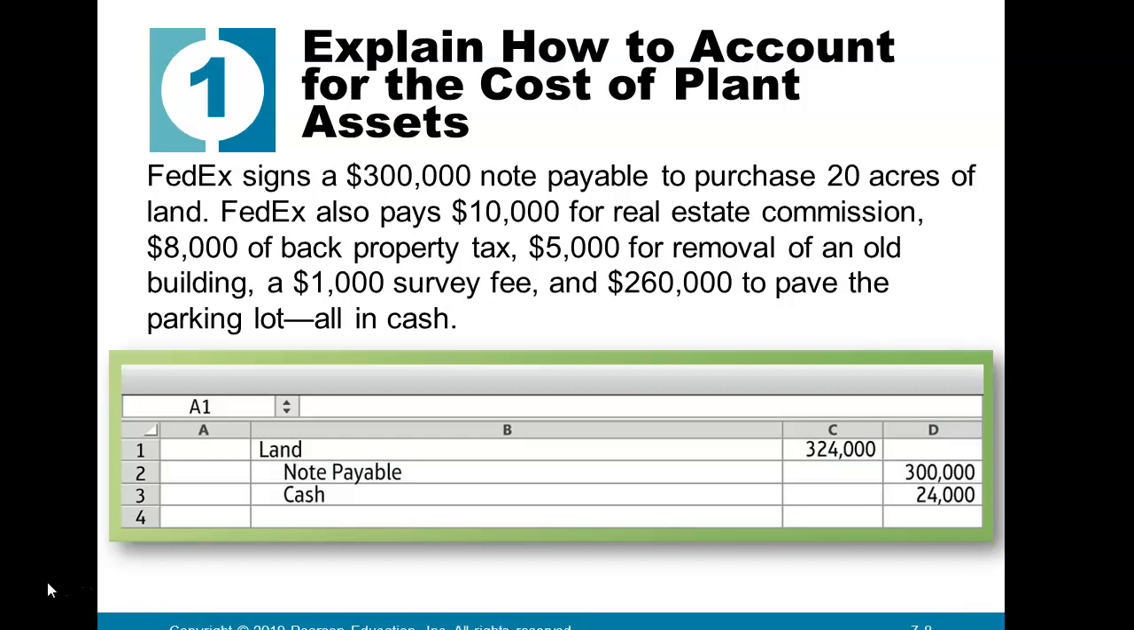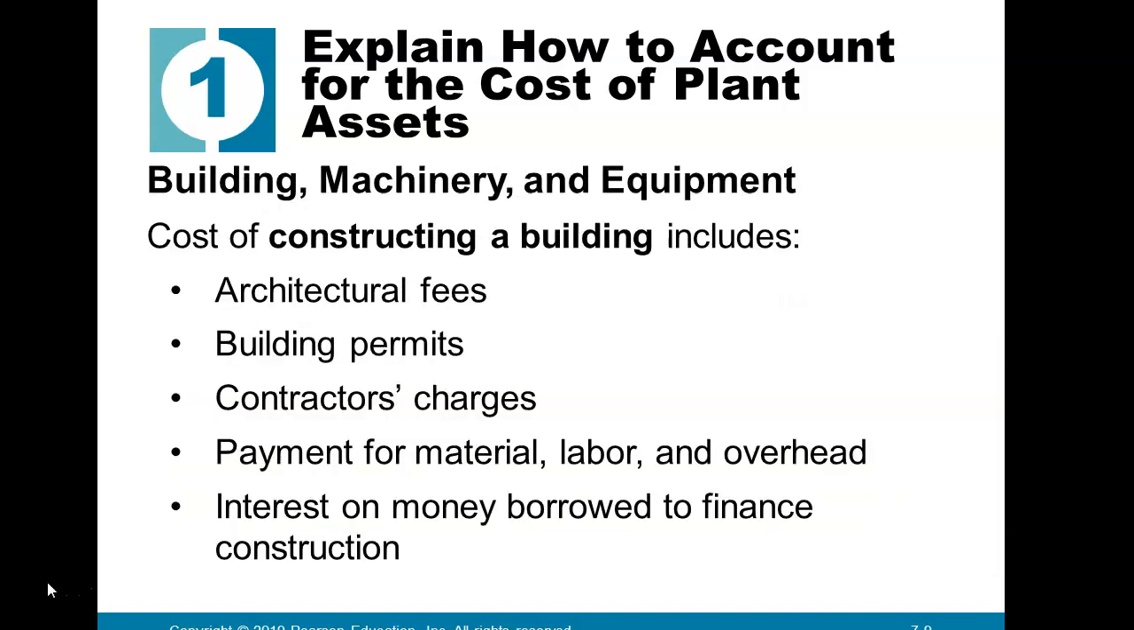Again, the cost of the land and all of the costs associated with bringing that land to its intended use. The note and the difference is going to be assumed to be cash that you paid out. So, building, machinery, and equipment. And again, you're going to be asked questions. What is the total cost of these buildings, equipment, or so forth? How do we determine that?